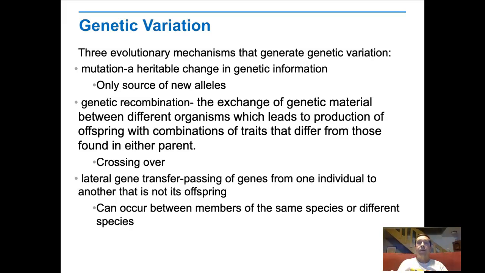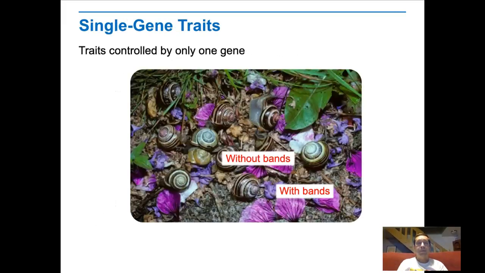Remember, crossing over is a part of that as well, where the chromosomes from mom and dad cross over, exchange genes, and now the genes from mom and dad are mixed together on the same chromosome. And finally, lateral gene transfer, passing genes from one individual to another that's not its offspring. This happens typically with bacteria through a process called conjugation. It can occur between members of the same species or different species.